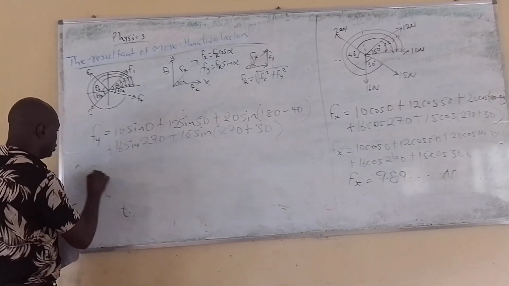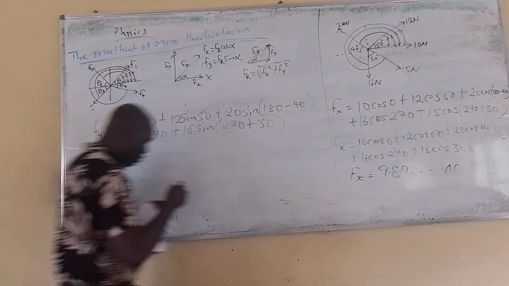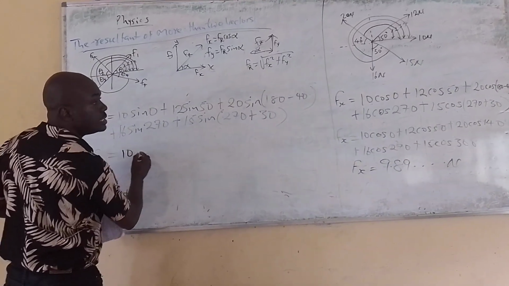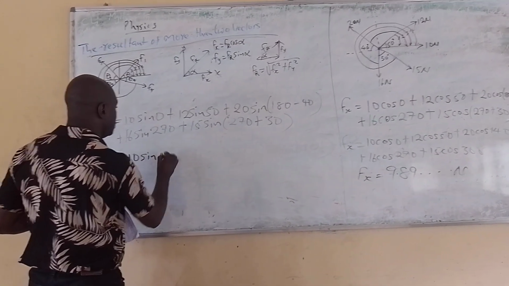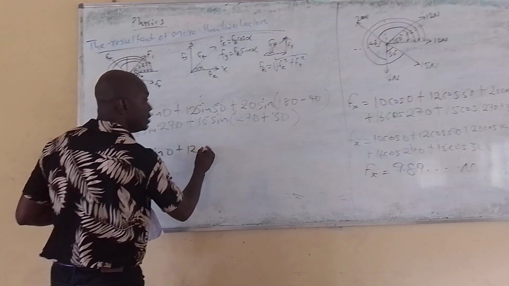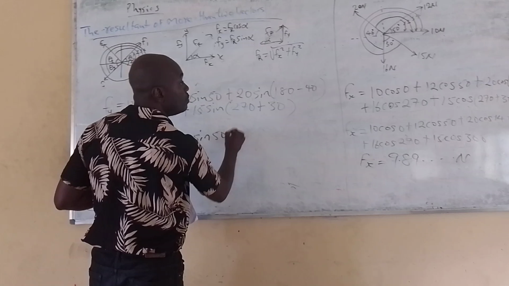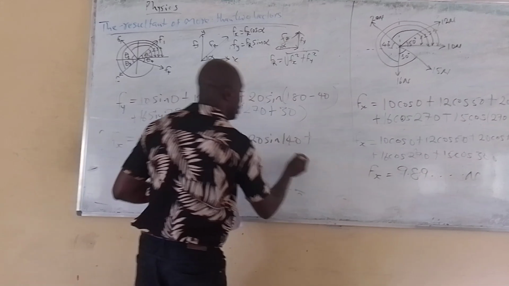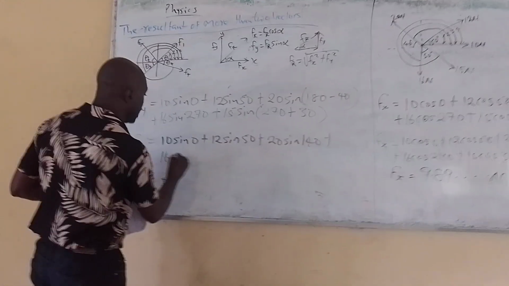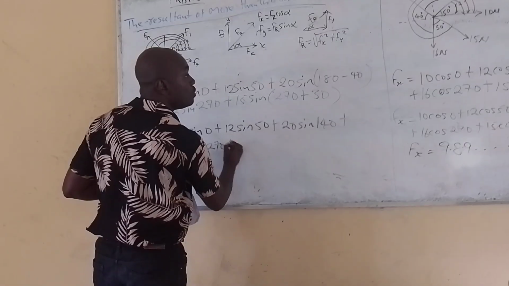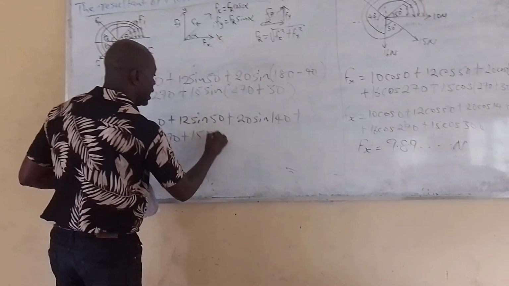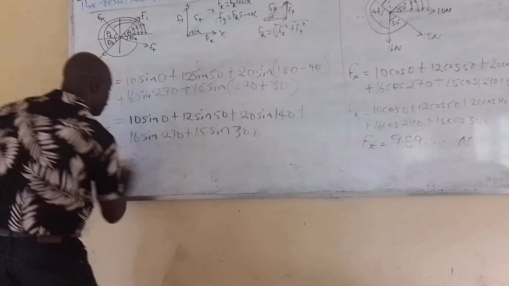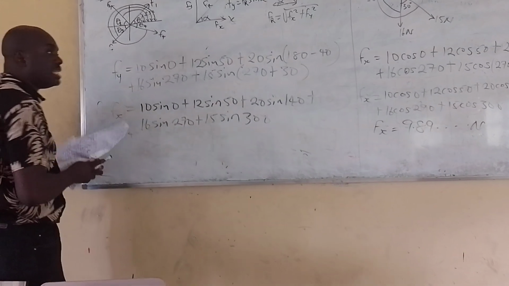Which brings us to the second stage. F of s is equal to 10 sine 0 plus 12 sine 50 plus 20 sine 140 plus 16 sine 270 plus 15 sine 300, okay?